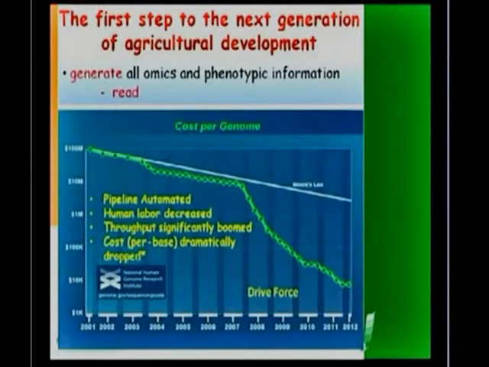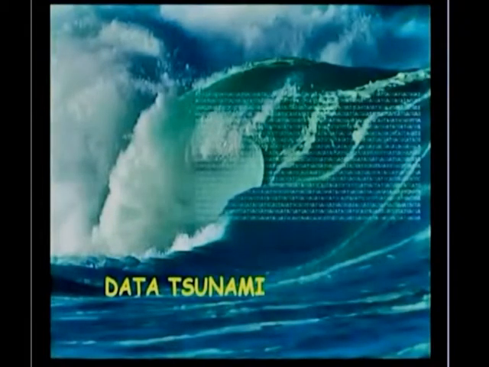And now the question is: how to share these data? This is very important, and our approach is that we need to put these data in the public domain so that they can be shared. And when we are talking about resequencing, the idea is that we are living in a world of data tsunami. So how to handle this data? Nowadays several organizations have already started to work in this direction.